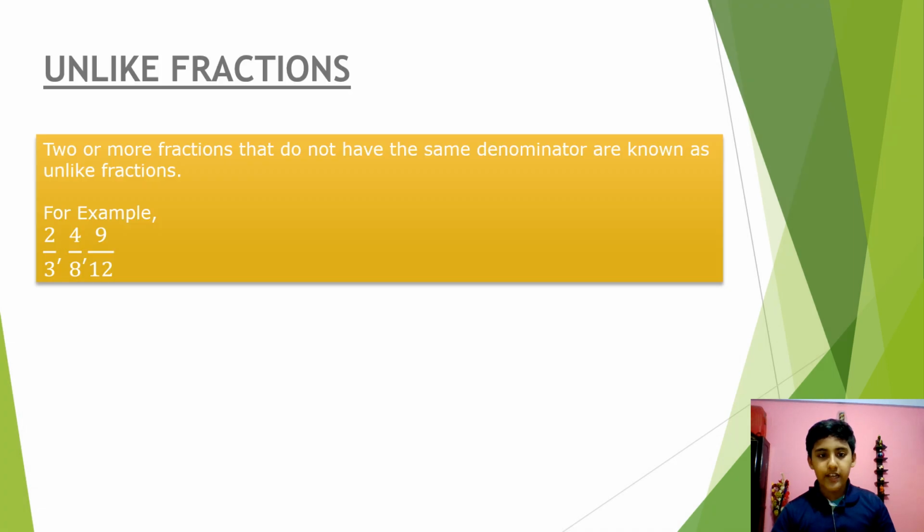So moving on to the next slide. Unlike fractions. If two or more fractions do not have the same denominator, then they are known as unlike fractions. For example, 2 thirds, 4 eighths and 9 twelfths. So we can see that 3, 8 and 12 are not the same number. So it is an example of unlike fractions.